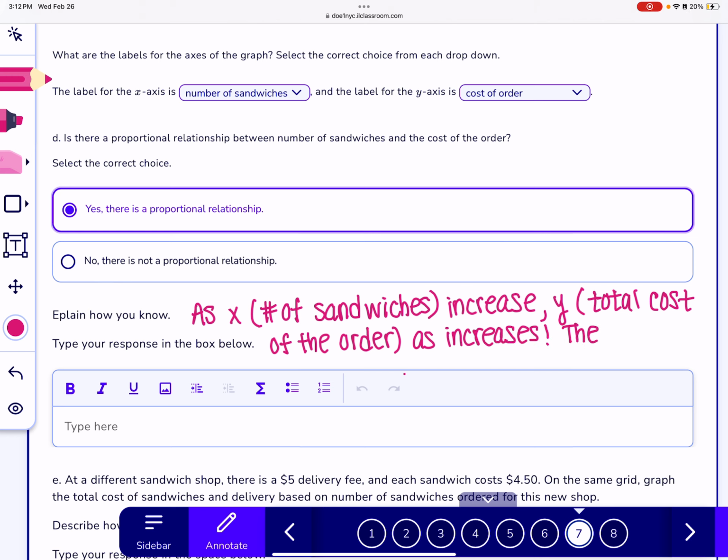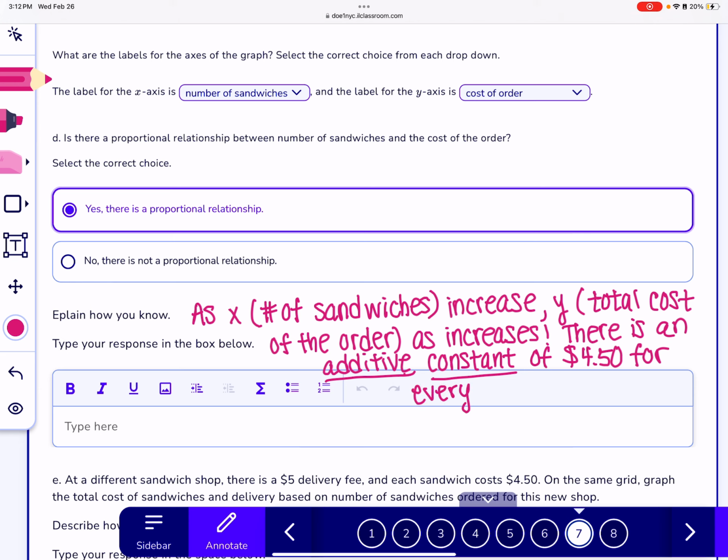There is an additive constant of $4.50 for every one increase in sandwich order.